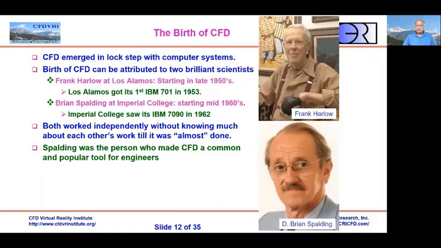But of the two, it was Spalding who made CFD a common and popular tool for engineers. Frank Harlow was at a national lab, a highly secretive part of the Manhattan Project. That's where the first atomic bomb was developed and exploded. So he was working on defense problems. So his interest was not to commercialize his technology or get it outside. It was perhaps classified and for eyes only.